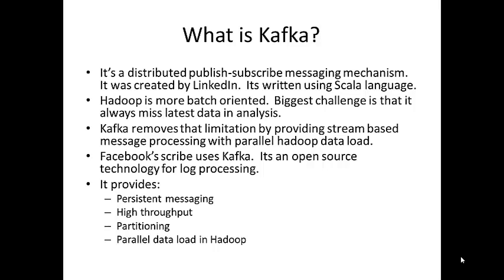Kafka is a publish-subscribe mechanism, the standard one, as you know, and it is written in the Scala language. It is a very scalable language, used more in recent days. Kafka removes the limitation because it provides this real-time integration for stream processing. Many companies use it, including Facebook's Project Scribe. So what does Kafka provide? Kafka provides four main things. One is persistent messaging, then high throughput, partitioning, and parallel data load in Hadoop.